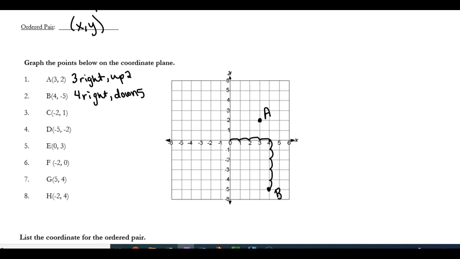All right, why don't you guys try C and D? And then when you think you have it, press play. Okay, so hopefully you tried C and D.